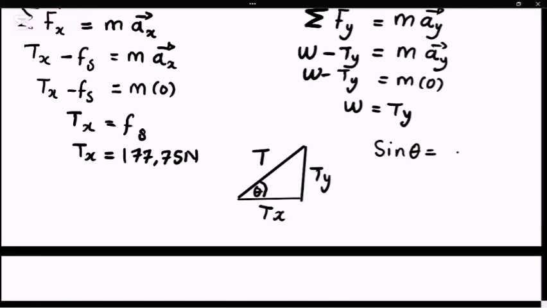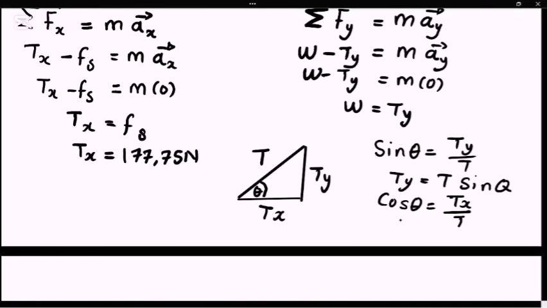Then we know that sine theta is given by the opposite over the hypotenuse. Here your opposite is Ty over T, which, if you cross multiply, Ty will be equal to T sine theta. And again, we know that cos theta is given by adjacent over hypotenuse, where your adjacent here is Tx over T. If you cross multiply again, Tx will be equal to T cos theta.